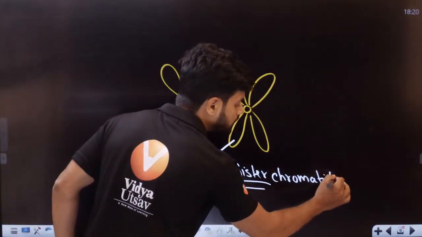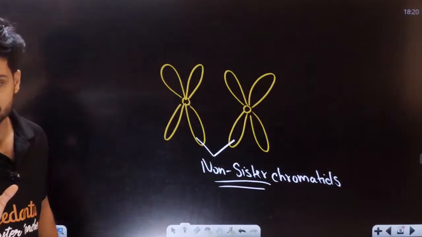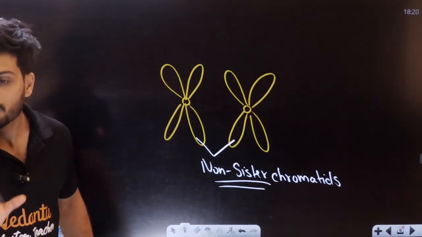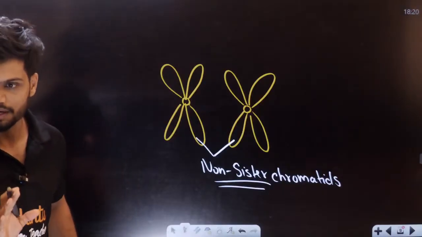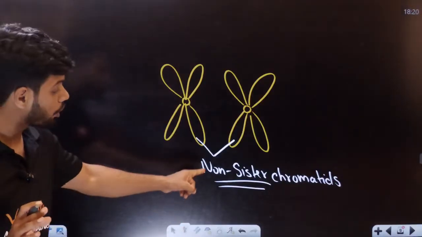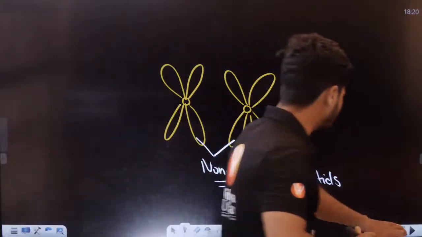They are called what? Non-sister chromatids. Is that clear to all of you students? I'll upload it today itself, students. These are called non-sister chromatids. The basic difference is clear to all of you.